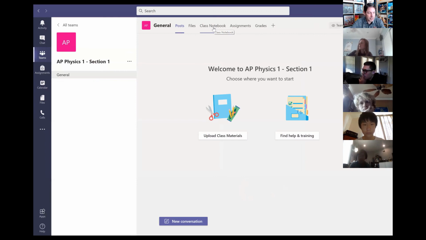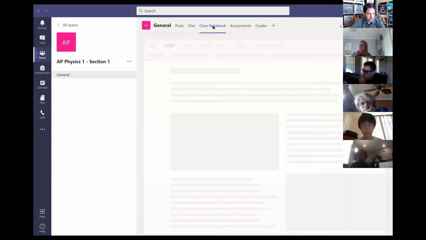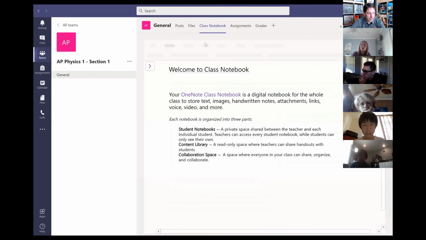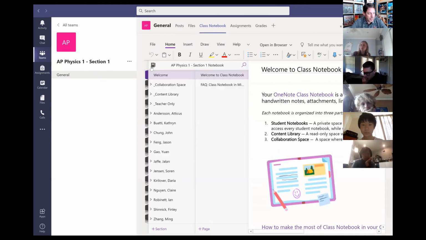Once you click on class notebook here at the top, I think it probably opens up to this welcome to the class notebook page. That's what it does for me. If you click this little pointer over here, this little arrowhead, it opens up a menu, and you won't see all the students here, I don't believe. I think you'll see content library, collaboration space, and then your own. I don't think you'll see anybody else's.